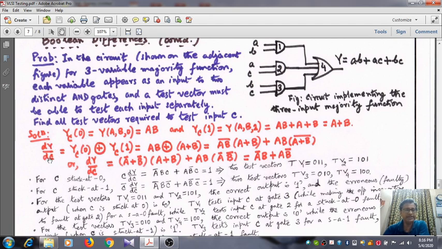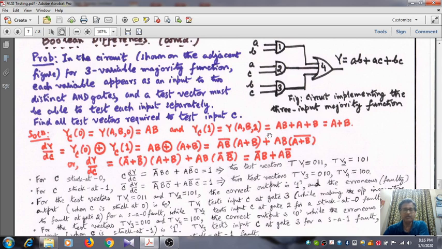Recall that dy/dc, the Boolean difference of y with respect to C, is y when C takes the value 0 XORed with the value of y when C takes the value 1. And what is the y value when C takes the value 0? That is AB, when C is equal to 0, right? Because the second and third terms vanish, only AB remains.